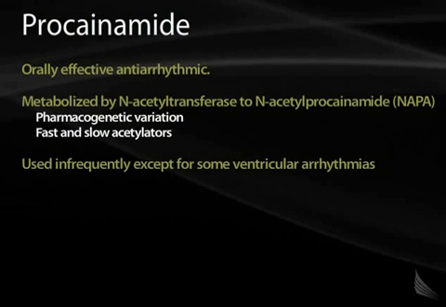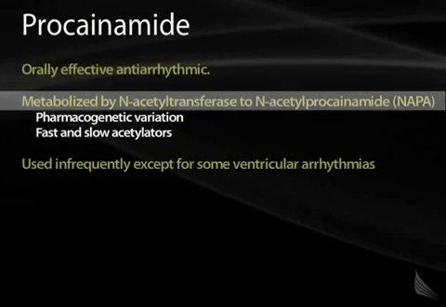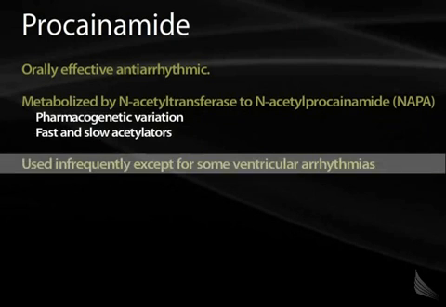Procainamide is another class 1A antiarrhythmic. It is orally effective as well, and is still being used today. It is metabolized by N-acetyltransferase to NAPA. N-acetyltransferase, again, shows pharmacologic variation from person to person. There are some patients that are fast acetylators and some are slow acetylators and have different activities of this enzyme. Procainamide is used only infrequently except for some ventricular arrhythmias.